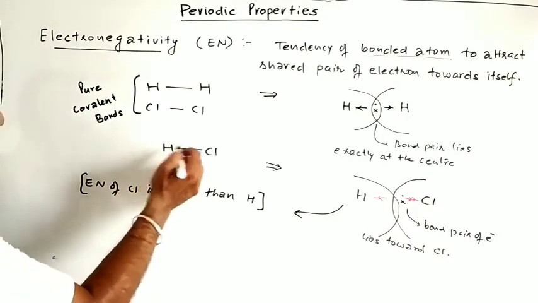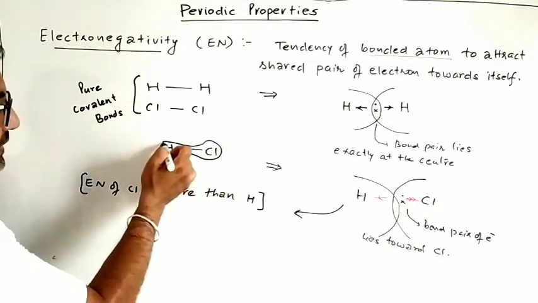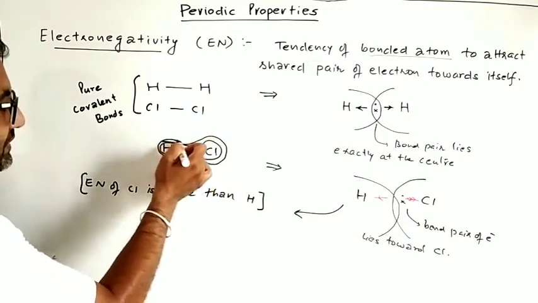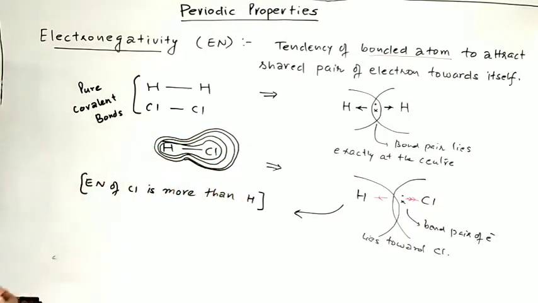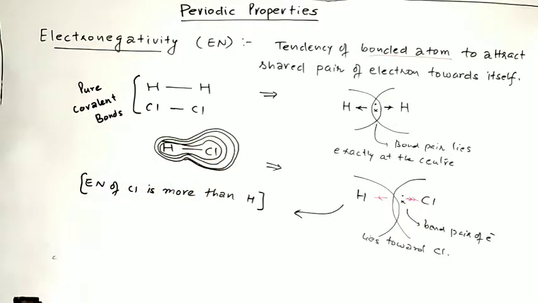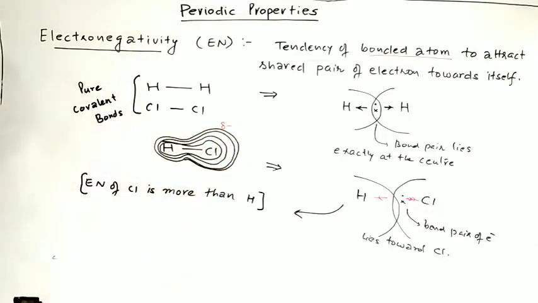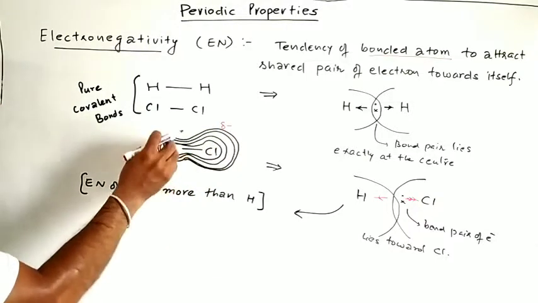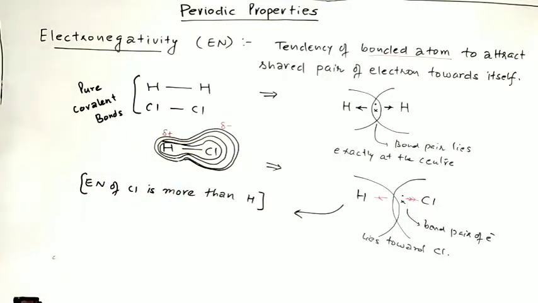When the bond is formed between two dissimilar atoms like H and Cl, what happens is that the bond pair moves toward chlorine. You can draw it like this. Say this is the electron cloud that moves toward chlorine because chlorine is more electronegative. As a result, this chlorine, because here is more electron density, gets a partial negative charge, and this hydrogen, because here is less electron density, gets a partial positive charge. So this bond is not a pure covalent bond.